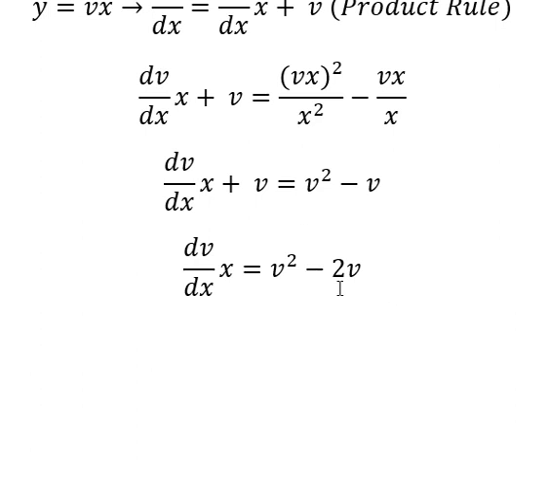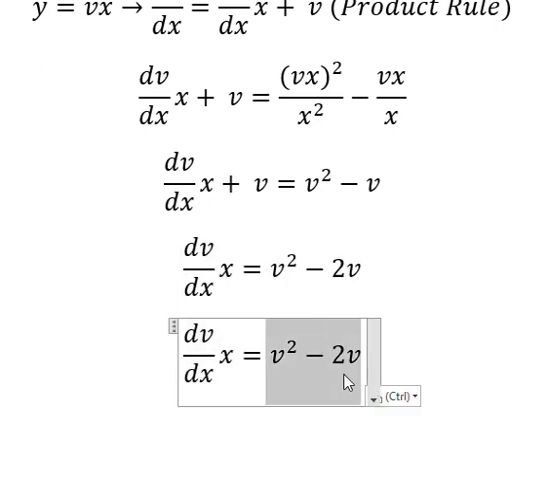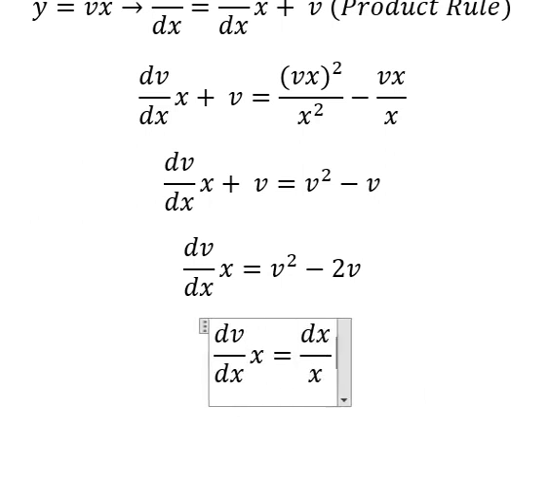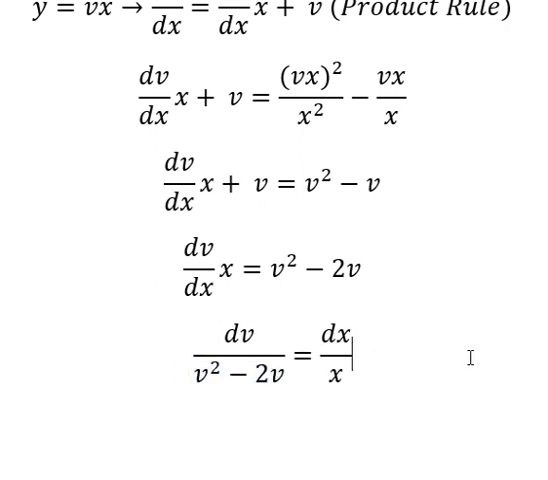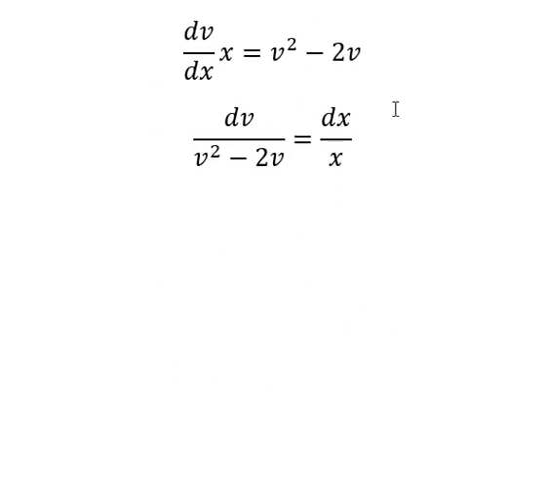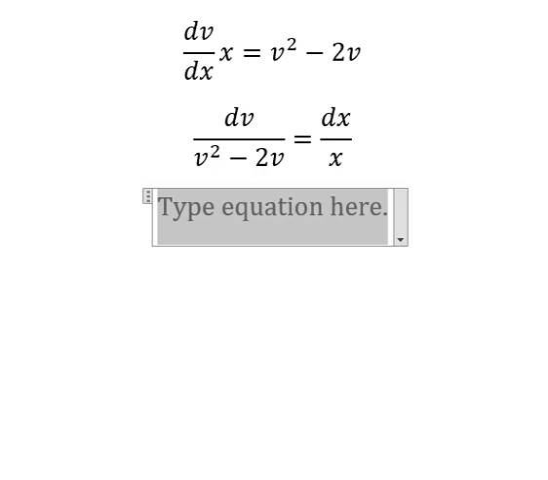So, in this one, I will put v square minus 2v go to the left, ds and s go to the right. Next, we put the integration for both sides.